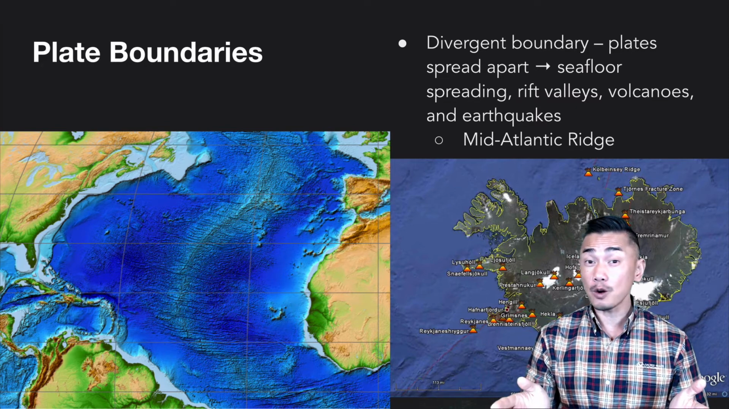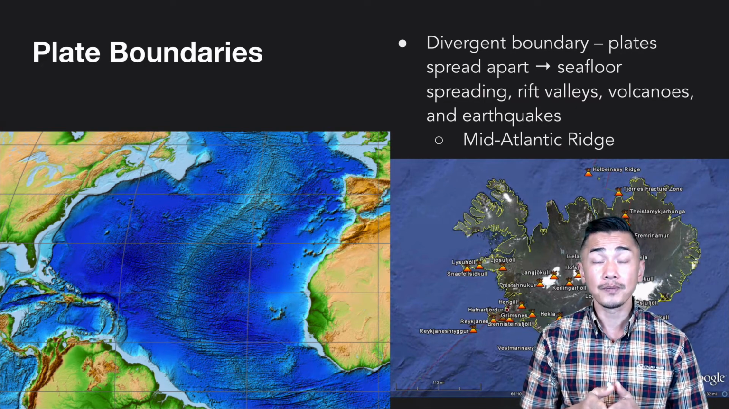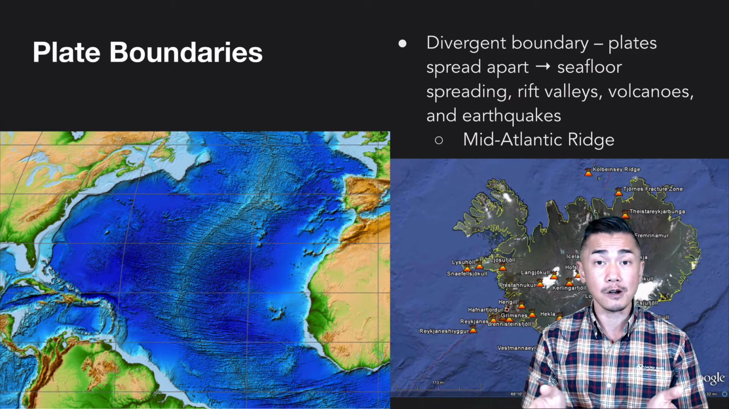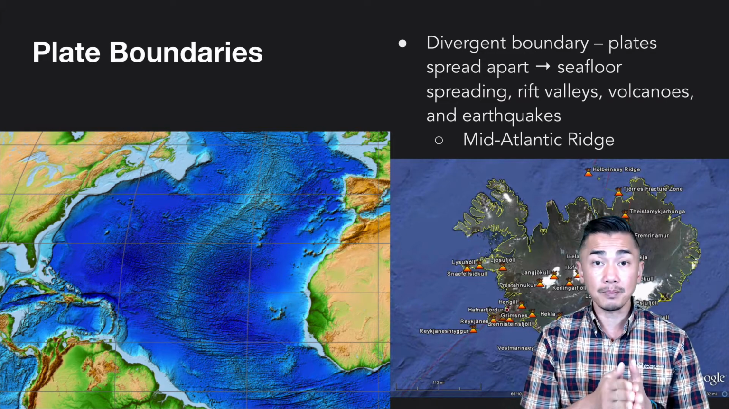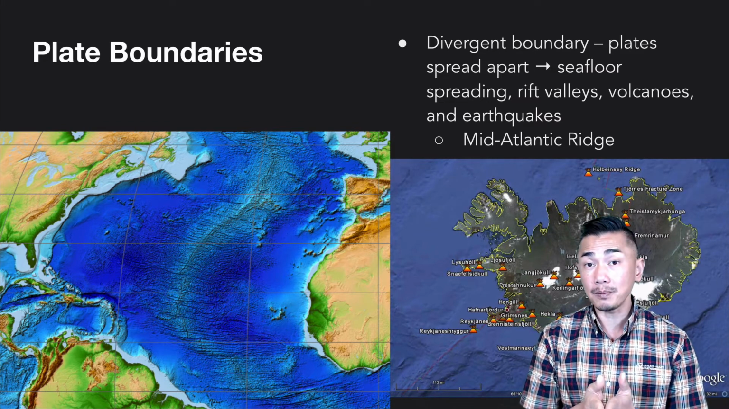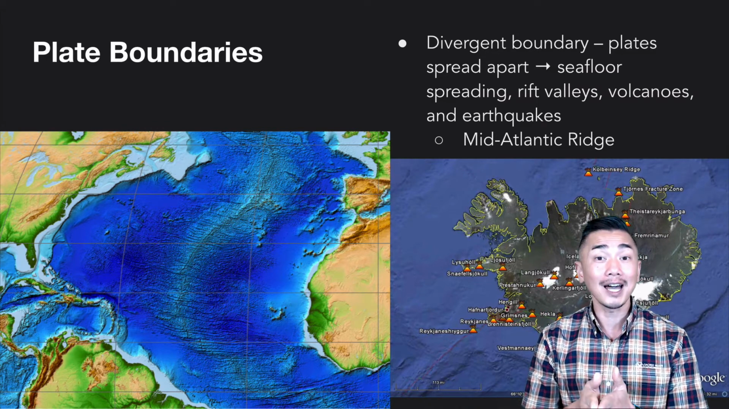Plate boundaries are where two plates meet, and there are three different types of plate boundaries. The first is a divergent boundary where plates are spreading apart. At a divergent plate boundary, you'll find seafloor spreading, rift valleys, volcanoes, and earthquakes. One example of a divergent plate boundary is the Mid-Atlantic Ridge that runs down the middle of the Atlantic Ocean and through Iceland.